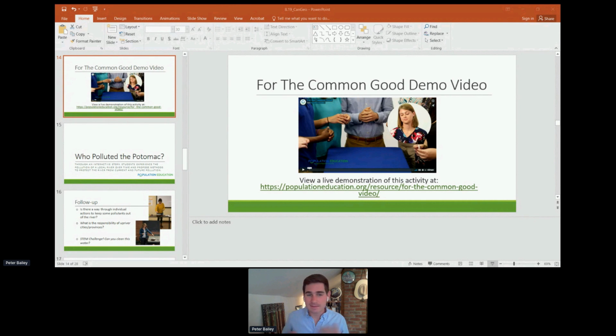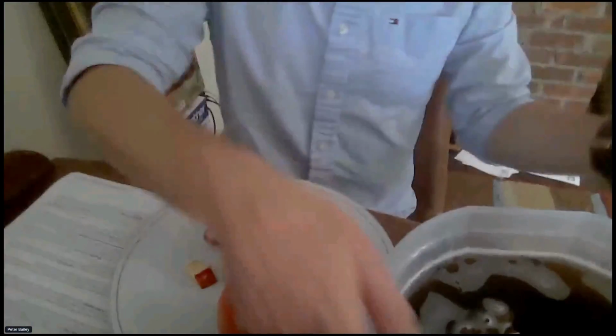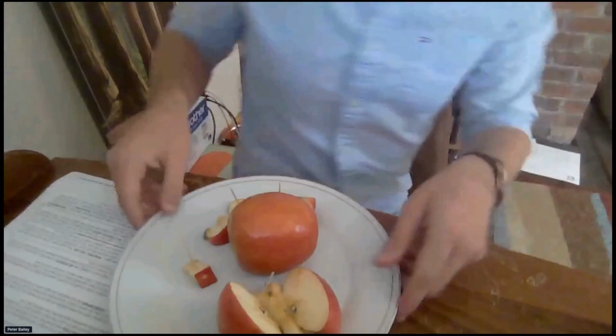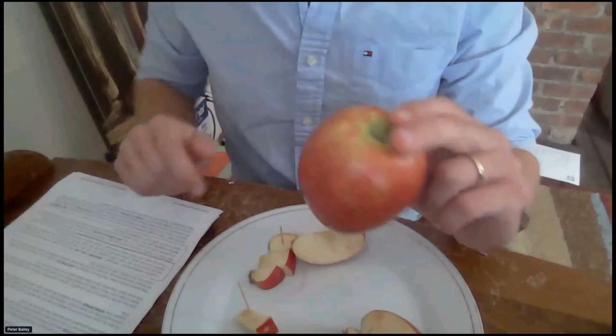So this last lesson that I'm going to describe demonstrates the limited amount of farmland available on Earth and the analysis of arable land over time. It's called Earth Apple. I'm actually going to stop sharing screen. It's called Earth Apple because, let me get this gross water out of here, it begins with an apple.